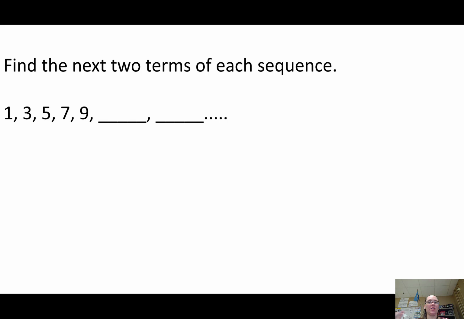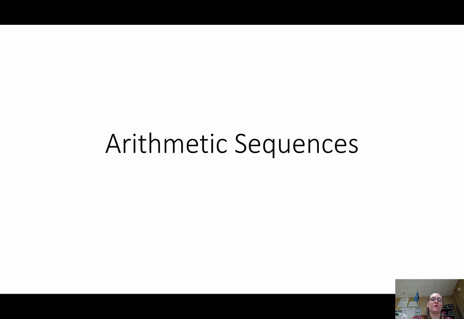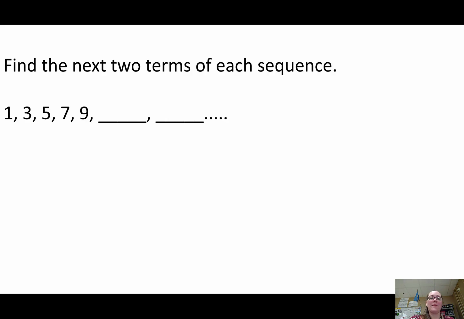I've got 1, 3, 5, 7, 9, and I want to find the next two terms. So what am I adding by each time? Well, to go from 1 to 3, I'm adding 2. 3 to 5, I'm adding 2, and so on. So each time I'm adding 2. So 9 plus 2 is 11, and 11 plus 2 is 13.